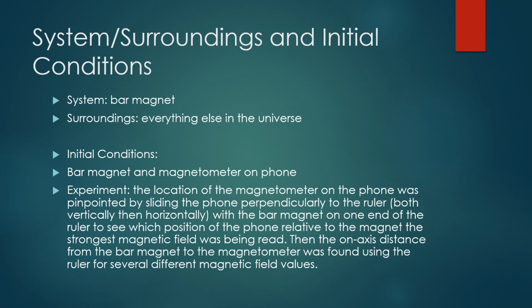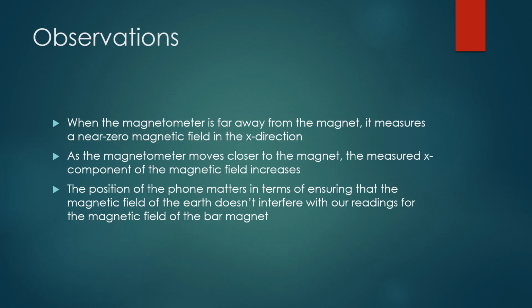The experiment consisted of pinpointing the location of the magnetometer on the phone by sliding the phone perpendicularly to the ruler, both vertically then horizontally, with the bar magnet on one end of the ruler, to see the position of the phone relative to the magnet. The strongest magnetic field was being read. Then the on-axis distance from the bar magnet to the magnetometer was found using the ruler for several different magnetic field values.